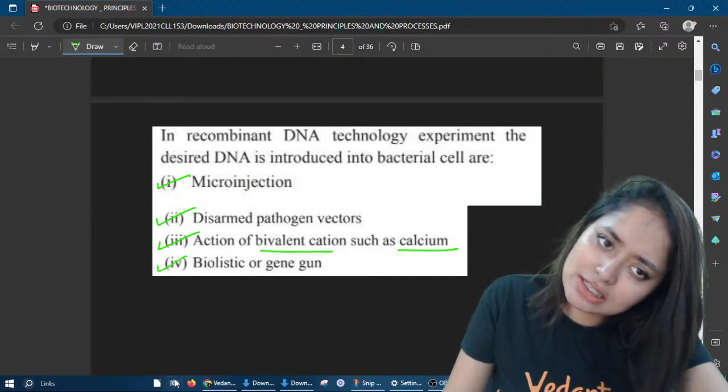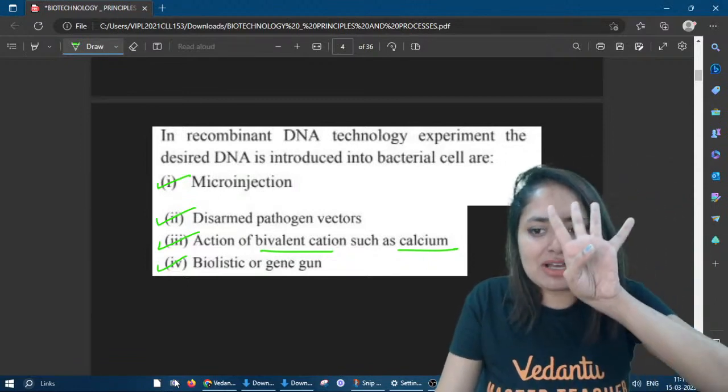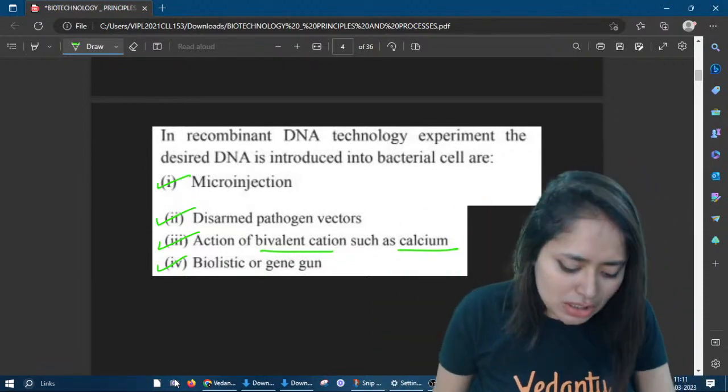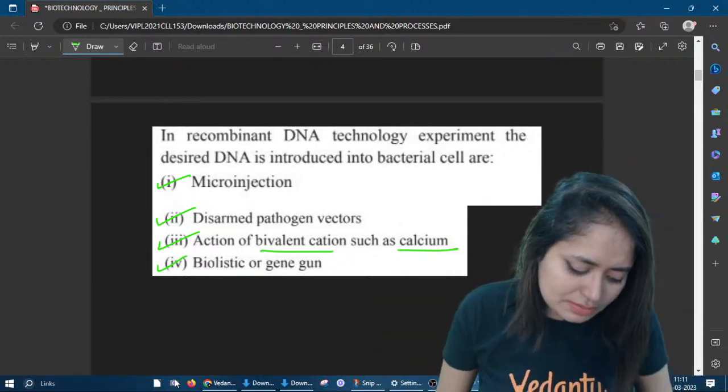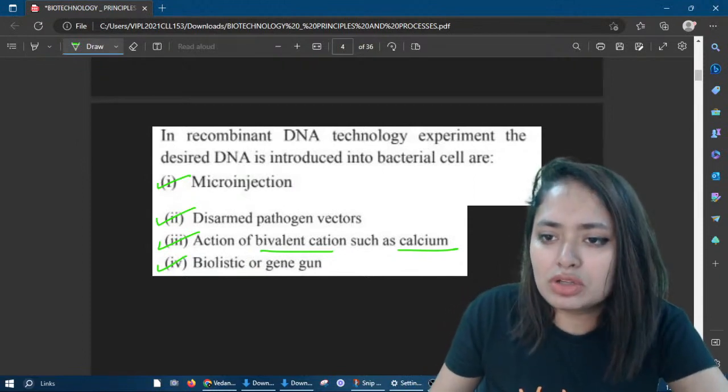If you want to write anything else, you can write anything else, like the heat shock method, whatever you want to write. But in the exam they are asking for 4, so write only 4. Finish writing quickly. Let's go to the next one. Come on. Very nice. Fantastic. Let's go to the next question.